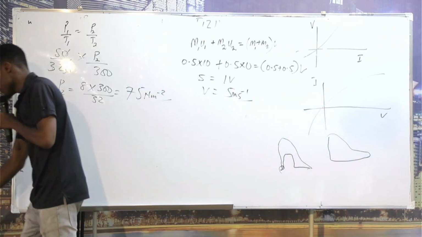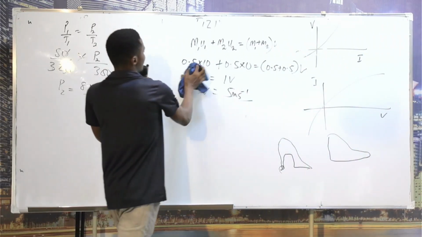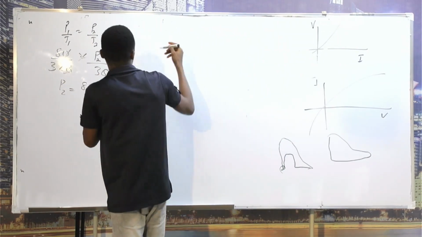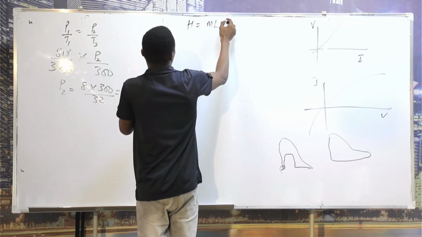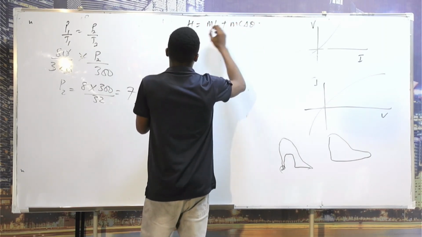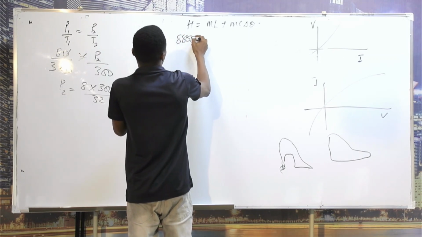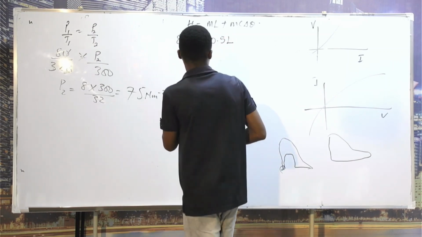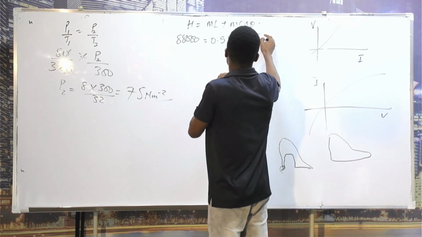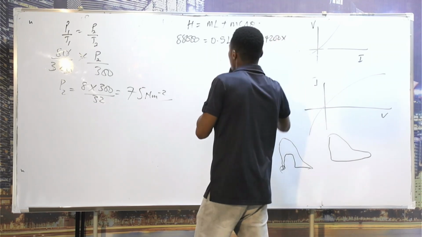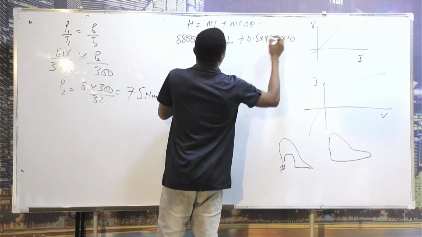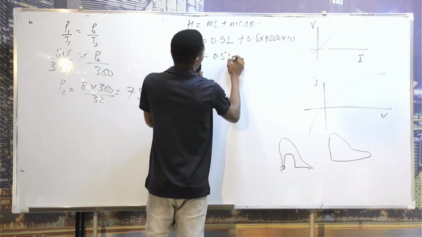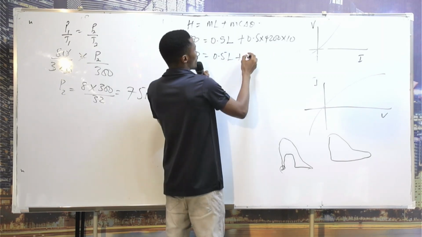So the total amount of heat should be ML plus MC delta theta. So 88,000 is equal to mass, which is 0.5, times L, we don't know, plus 0.5 times 4,200 times the change in temperature, which is 10. So 88,000 is 0.5L plus. What would this give me?